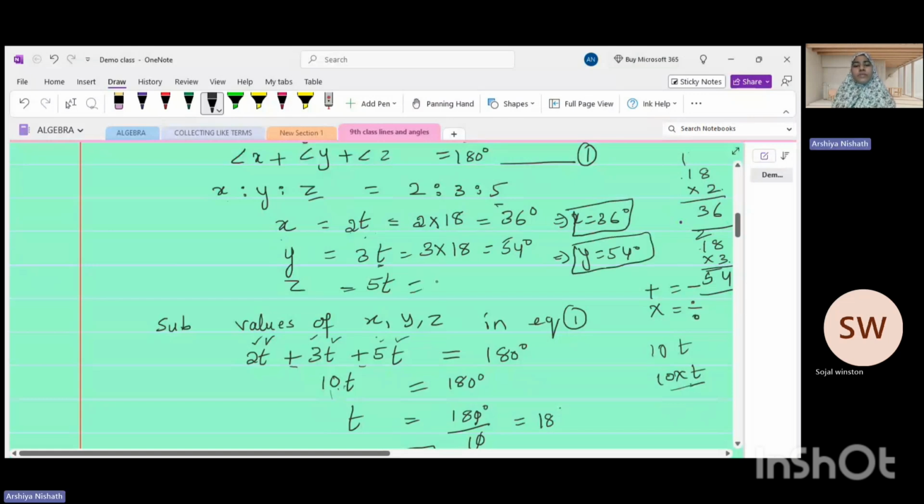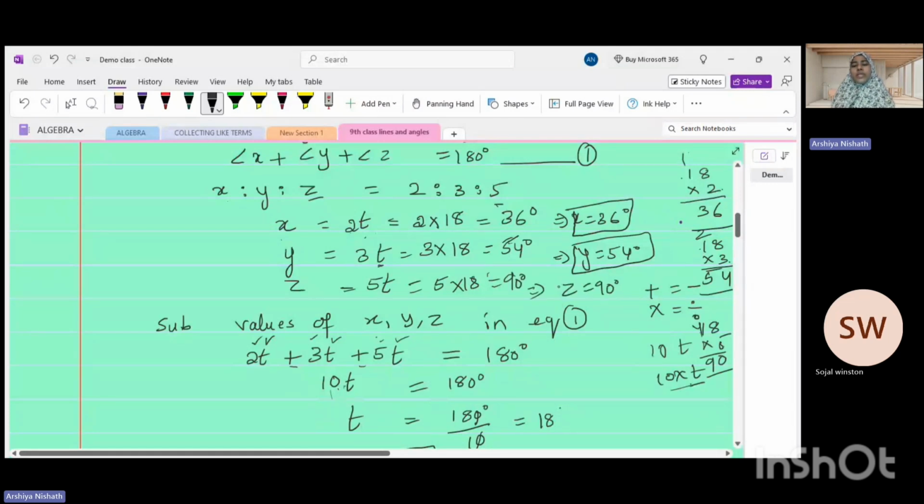Next, we have to find similarly Z value, 5 into 18. Can you do it? Yes. Do along with me. 5 into 18 is what? Again, you have to multiply. That's it. 5 8s are 40. 5 1s are 5. After 5, add 4. It will be 90. So what is my Z value? Z is nothing but 90.